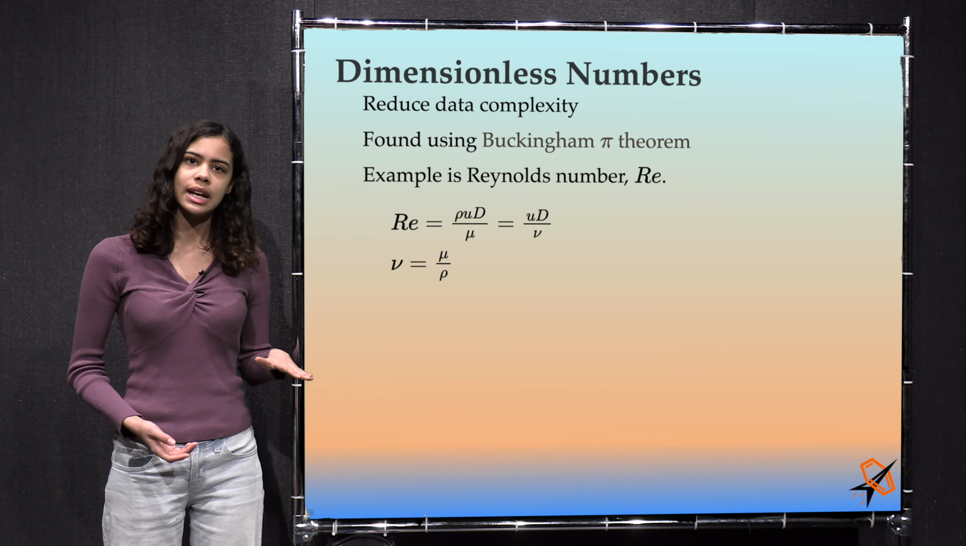The Reynolds number can also be calculated as the fluid velocity times the characteristic length divided by the kinematic viscosity, nu. The kinematic viscosity is the dynamic viscosity divided by the density. The Reynolds number is a measure of the relative importance of momentum, given by the velocity times the density, to the viscous force, given by the ratio of the viscosity to the diameter.